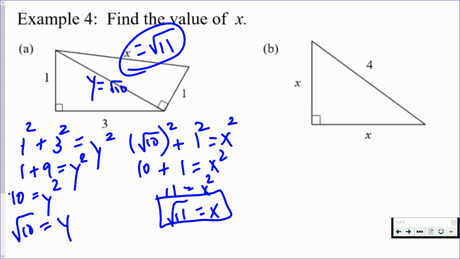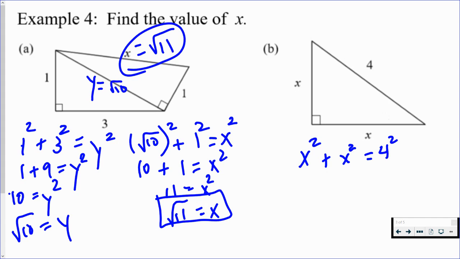Take a look at B. The difference with B is that we have two x's. Both of our legs are marked x. So think about setting this one up. Leg squared plus the leg squared equals the hypotenuse squared. So x squared plus x squared equals 4 squared.